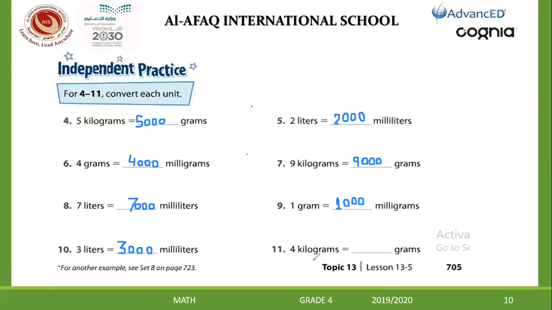And what about 4 kilograms? If we said each 1 kilogram has 1,000 grams, what about 4 kilograms? Repeat this 1,000 4 times. So of course, quickly, what will you get? 4,000. Great, 4,000 grams.